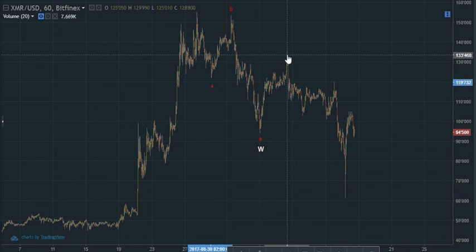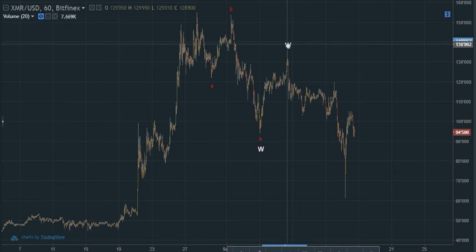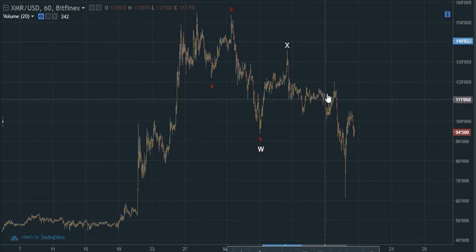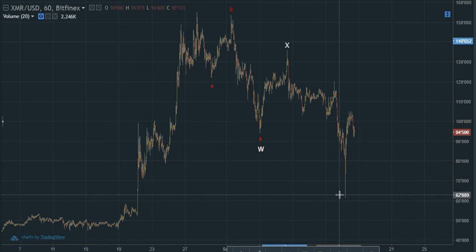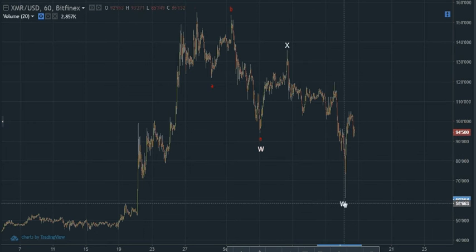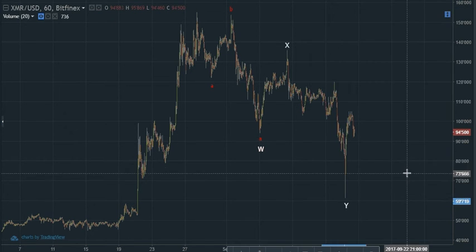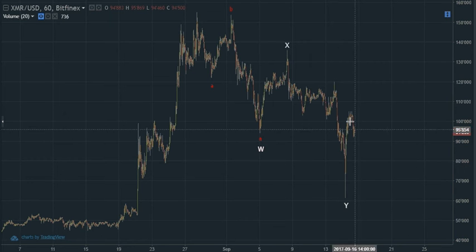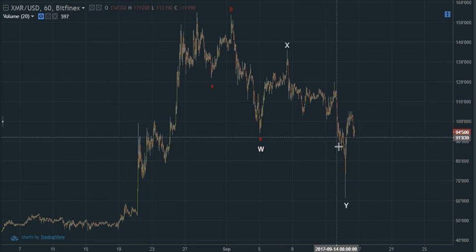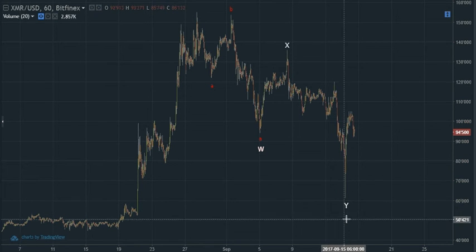W is then separated by an X. And then here's a second zigzag, A, B, C. And that makes what? Y. The fact it separates out so clearly and nicely as a WXY gives credence to that bet that the bottom is in, potentially.